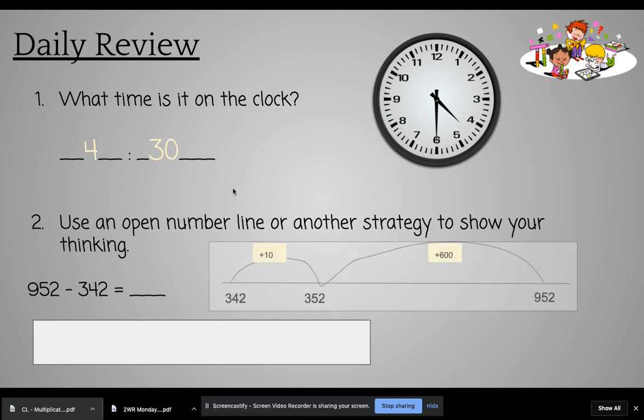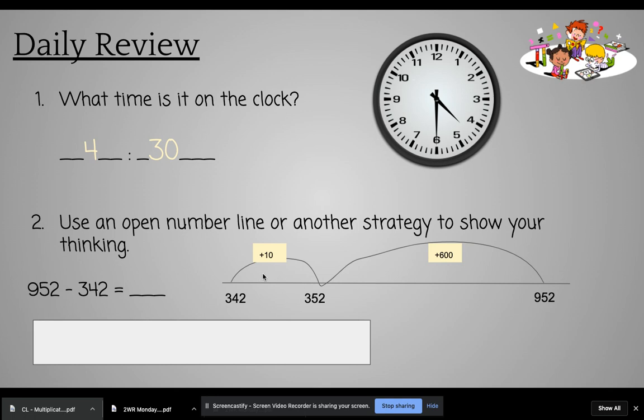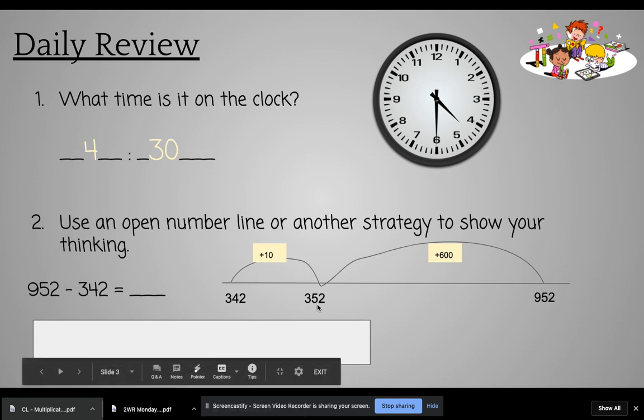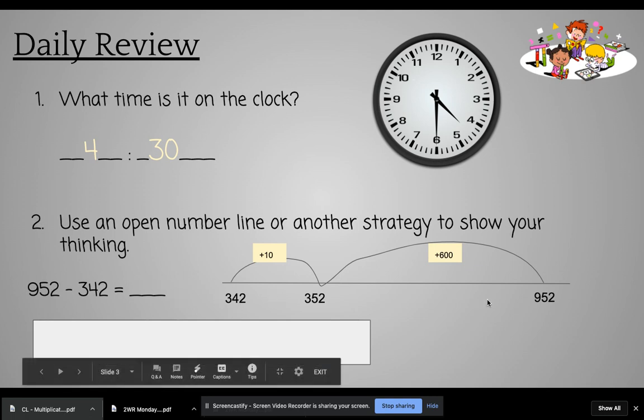Use an open number line or strategy to show your thinking. So we have 952 minus 342. I started at 342 and I counted up to 952. I added 10 to get to 352 and then I counted 600 more to get to my answer. So I know that I would count 610 from 342 up to 952 for my answer.